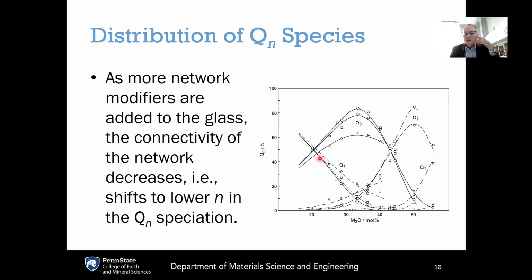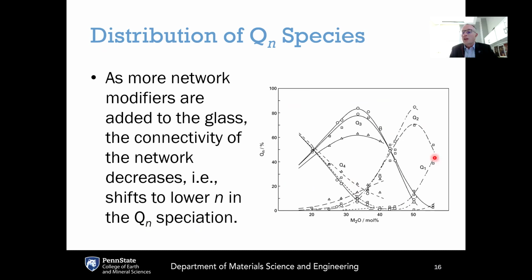The Q4 is decreasing because the fraction of Q3 is increasing with modifier content. So the Q3 actually starts at 0, and then it increases from there as modifiers are added, goes through a peak, and then it turns around and goes back down as the Q2 units start to form at higher modifier concentrations. Q2 will go through a peak, and then Q1 species take off.